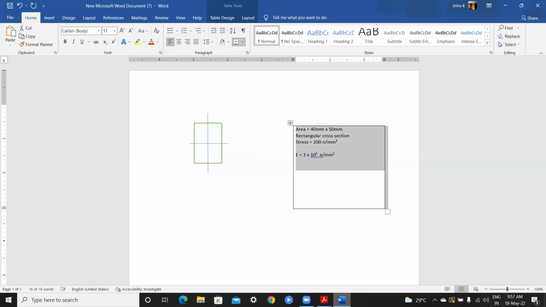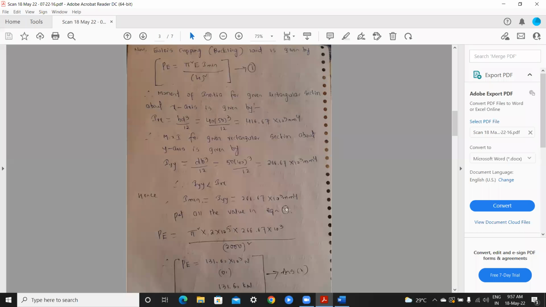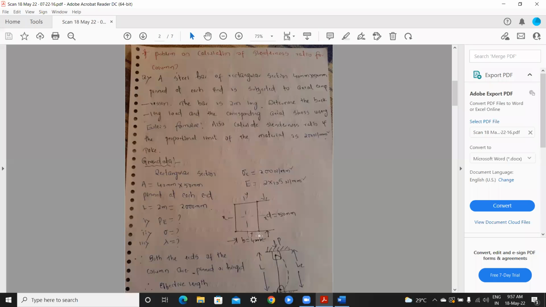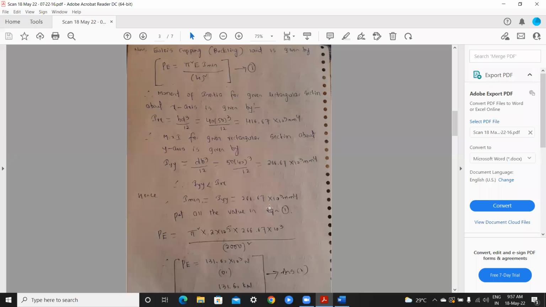In the XX section, they have already given the cross section of the column. We have to calculate the moment of inertia. The moment of inertia for the given rectangular section about the x-axis is given by Ixx, and this is the formula for us: bd cube by 12. When it comes to the y-axis, it will be db cube by 12. So first we'll see bd cube by 12 here.